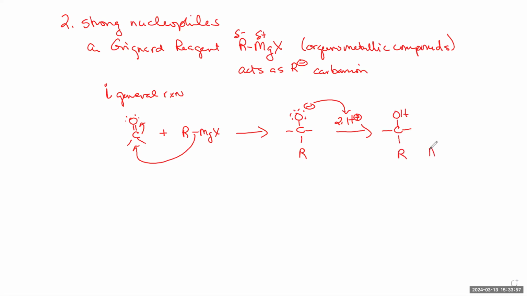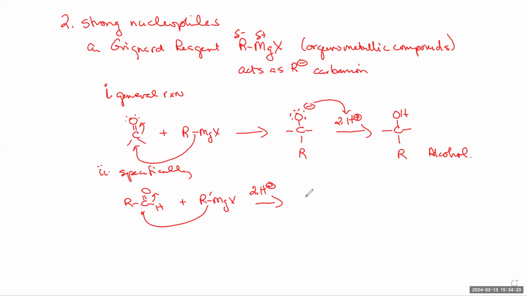And you're going to end up with an alcohol. And specifically, if we want to do these specifically, if you start out with an aldehyde and you react it with a Grignard, second step acid, you're going to end up making a secondary alcohol.